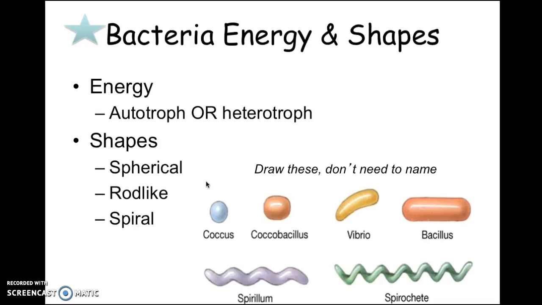Bacteria come in many shapes. They come in spheres, like Coccobacillus. They can come in rods, kind of look like a pill, like Bacillus or Vibrio. Or bacteria can look kind of like a spiral, like a spirochete. Just draw those shapes. You don't need to name them.